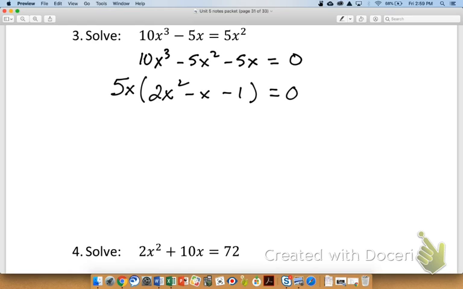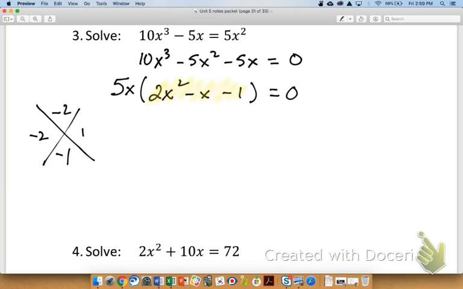Okay, did you guys notice that this is a trinomial right here? Yeah. Okay, so what I'm going to do is come off to the side and put AC in the top. AC is -2. B is -1. So which numbers multiply to be -2 and add to be -1? -2 times 1. So it'd be a -2 and a 1.